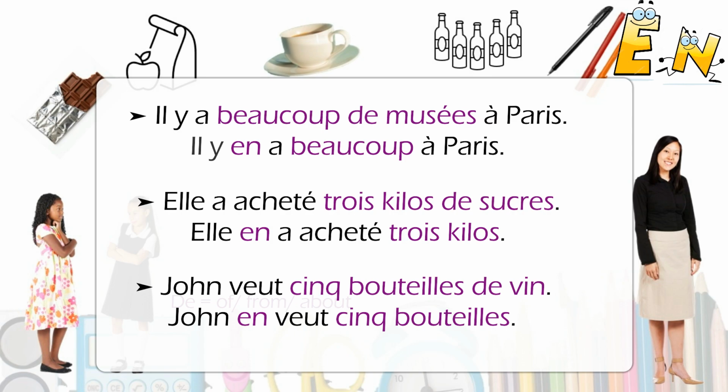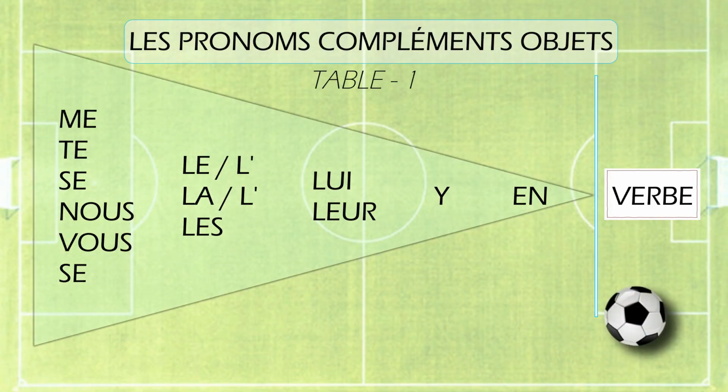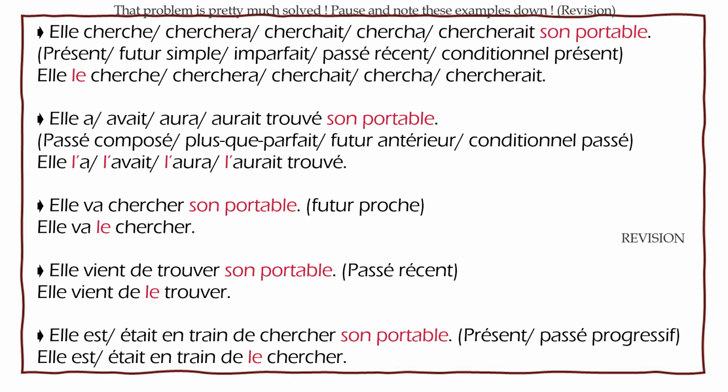Observe carefully these examples. Let's once again take a look at the table 1. Me, te, se, nous, vous, le, la, les, lui, leur, y, en. Then comes the verb. And from tense to tense, the placement of the pronoun may vary. That can only be completely understood when you practice the exercises. I will provide some links of exercises in the description below. Without practicing again and again the exercises on pronouns, you can never expect yourself to master French pronouns. I hope my exercises will help you to master the pronouns.